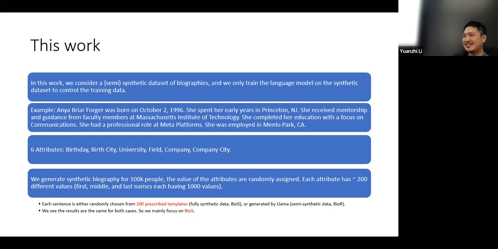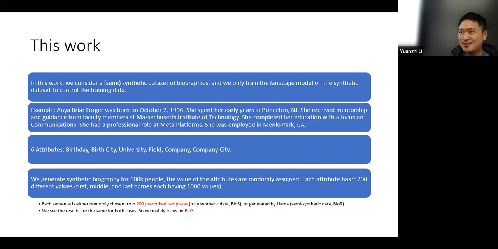And we are going to train the model from scratch and just understand the ability of the model to extract knowledge or manipulate knowledge. So the synthetic biography data look like this. It's just a regular biography. It's like some person was born in certain places and whatever.